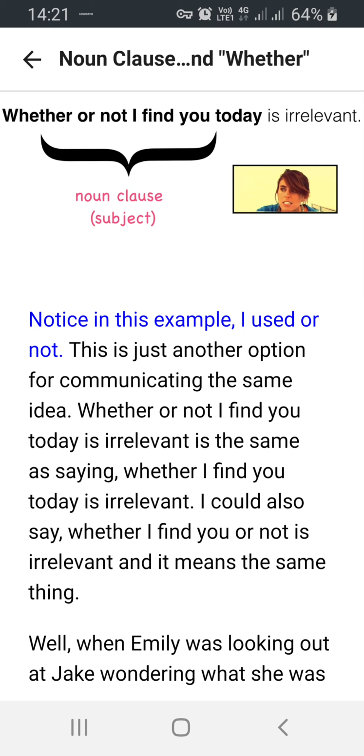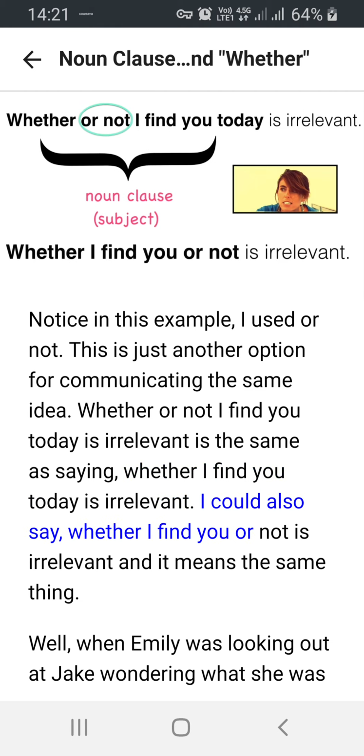Notice in this example I used or not. This is just another option for communicating the same idea. Whether or not I find you today is irrelevant is the same as saying whether I find you today is irrelevant. I could also say whether I find you or not is irrelevant, and it means the same thing.